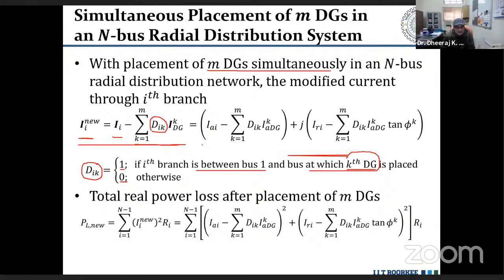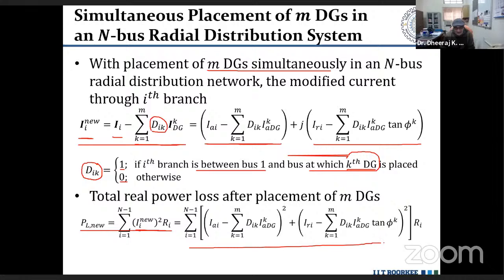So again we can express this with the help of active and reactive components. This is the active component of the modified branch current, and this is the reactive component. And now again we can compute the modified power losses by taking the sum of squares of losses in individual branches, that is I square R through different branches, and we can substitute the expression here.